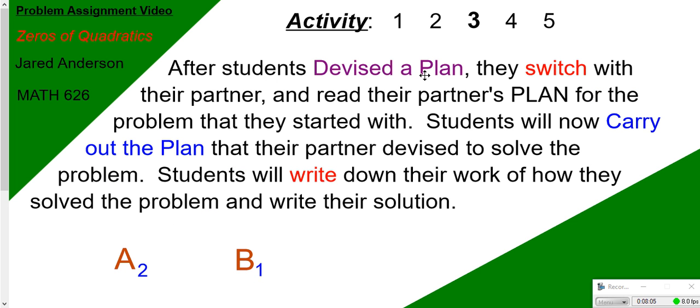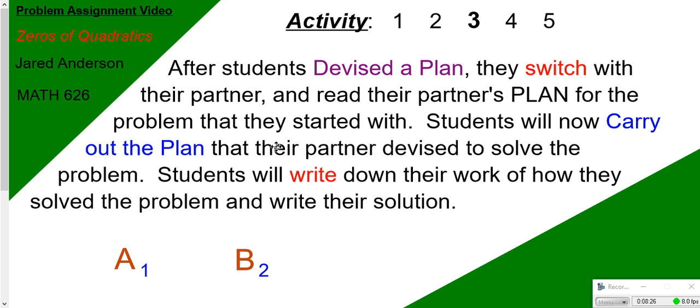After students devise the plan and write it down, they will switch again with their partner and read their partner's plan for solving the problem they started with. So again, we'll switch these back. B gets 2 and A gets 1. They're reading the plan that their partner wrote down to carry out through this problem.